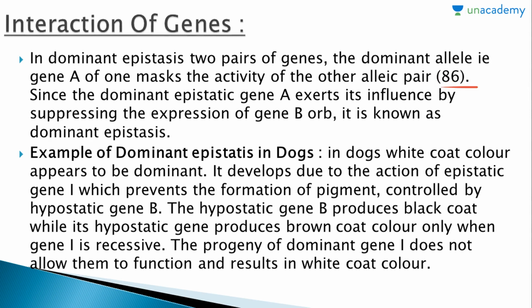Since the dominant epistatic gene A exerts its influence by suppressing the expression of gene B, it is known as dominant epistasis. The example of dominant epistasis is in dogs. In dogs, white coat color appears to be dominant, but it develops due to the action of epistatic gene I, which prevents the formation of pigment controlled by hypostatic gene B. This gene B produces a black coat, while its recessive allele produces brown coat color only when gene I is recessive. Remember that. The presence of dominant I does not allow them to function and results in white coat color.